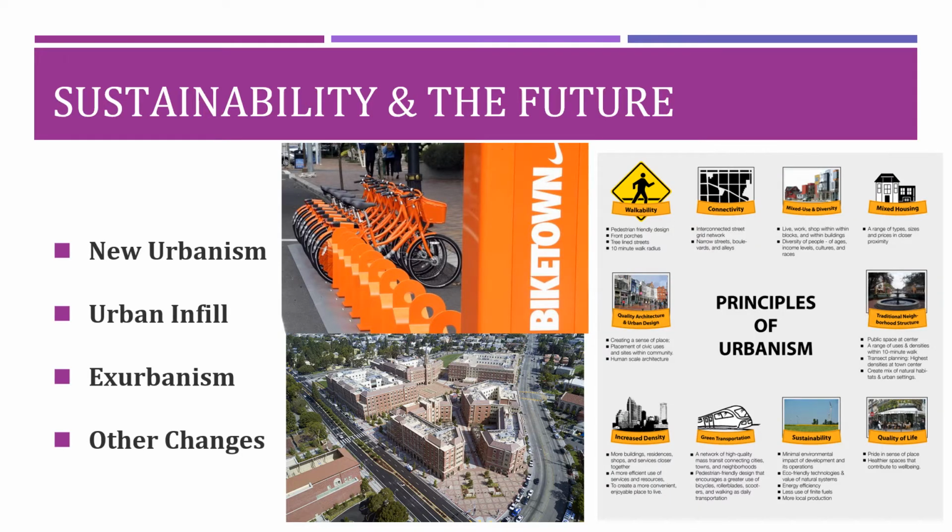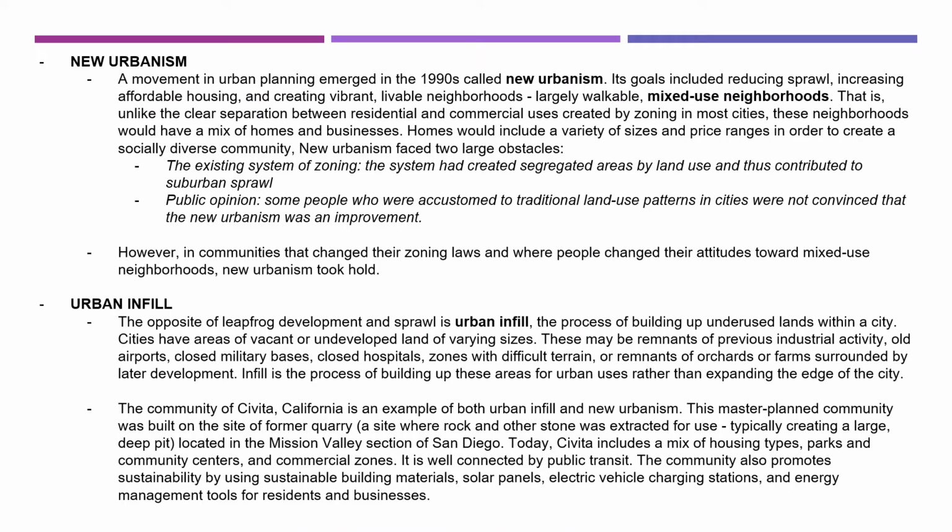Next up, we're going to talk about new urbanism, urban infill, ex-urbanism, and other changes. A movement in urban planning emerged in the 1990s called New Urbanism. Its goals including reducing sprawl, increasing affordable housing, and creating vibrant, livable neighborhoods, largely walkable, mixed-use neighborhoods. That is, unlike the clear separation between residential and commercial uses created by zoning in most cities, these neighborhoods would have a mix of homes and businesses. Homes would include a variety of sizes and price ranges in order to create a socially diverse community.